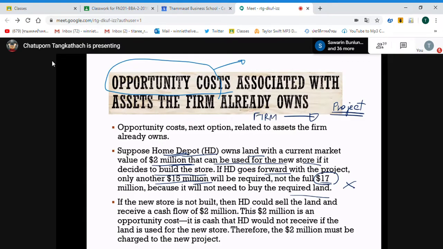The firm is here. So when the firm owns land and this land is worth 2 million today, and this project needs to invest in property, plant and equipment, other things, let's say 15 million, and you also require land inside this project. So think about this project somewhat like purchasing this land from the firm. So the project needs to pay for the land 2 million as well. Initial investment must equal 17 million in this case.